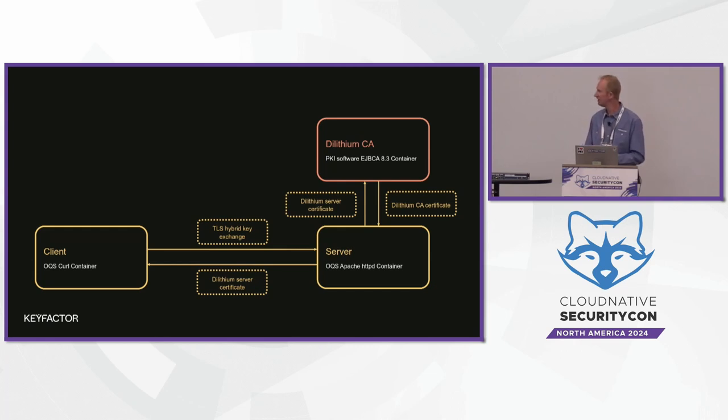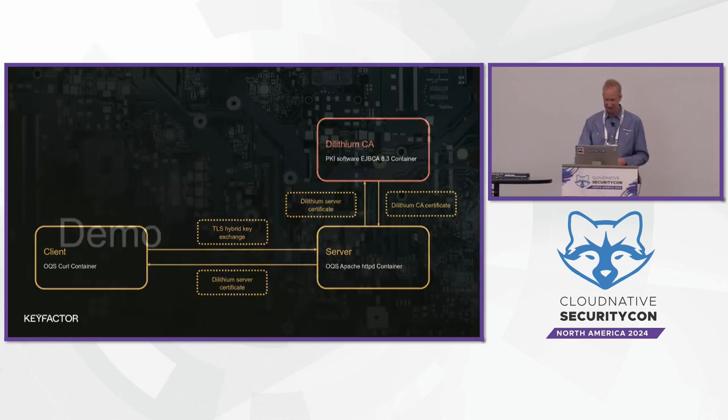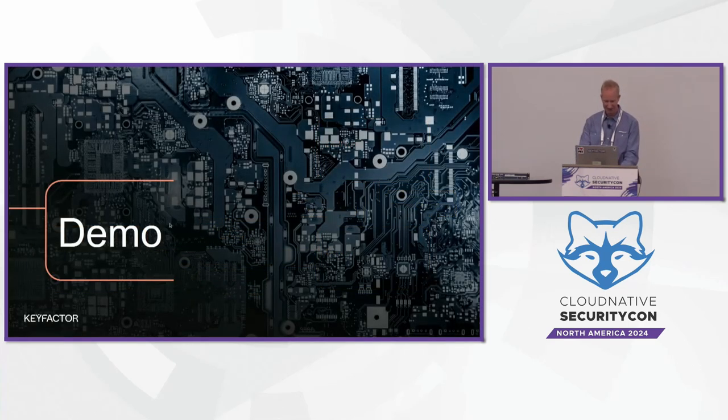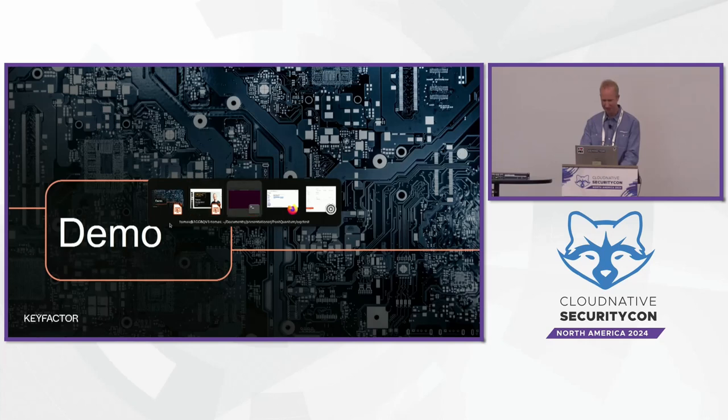So we're going to take an EJBCA container and create a Dilithium CA and then issue a server certificate using Dilithium from this, what we call real PKI, and then start the OQS Apache container. So you're going to see that it actually works. It's already interoperability among different implementations of these algorithms. So let's see if I can get this working.